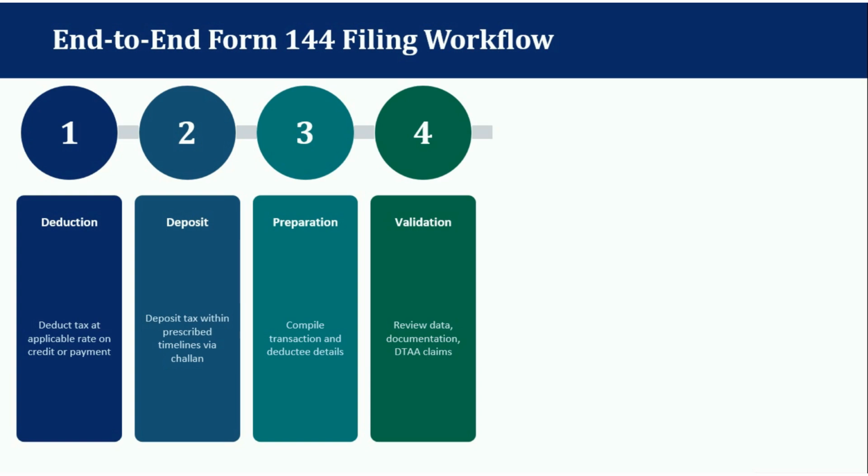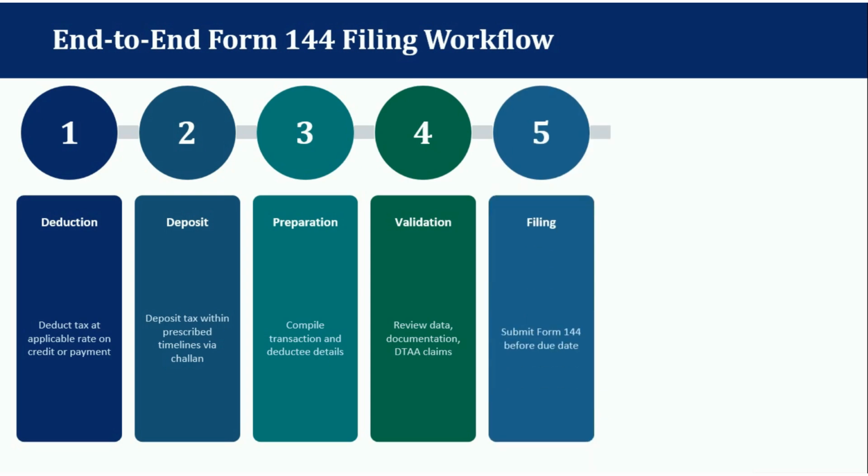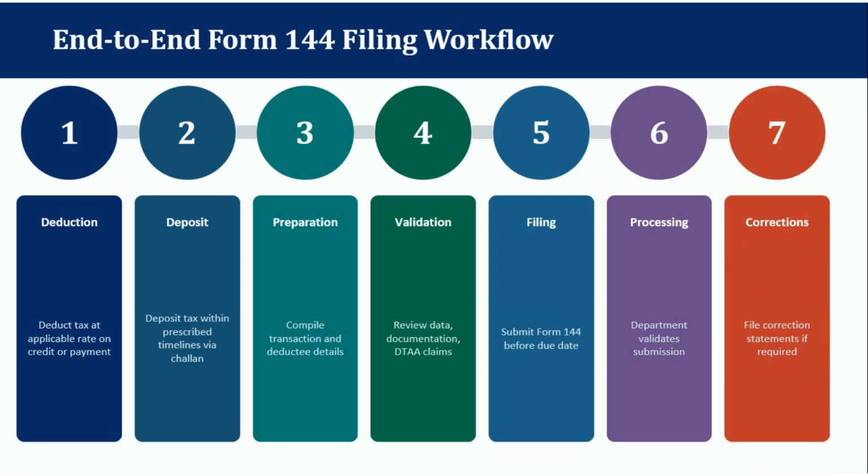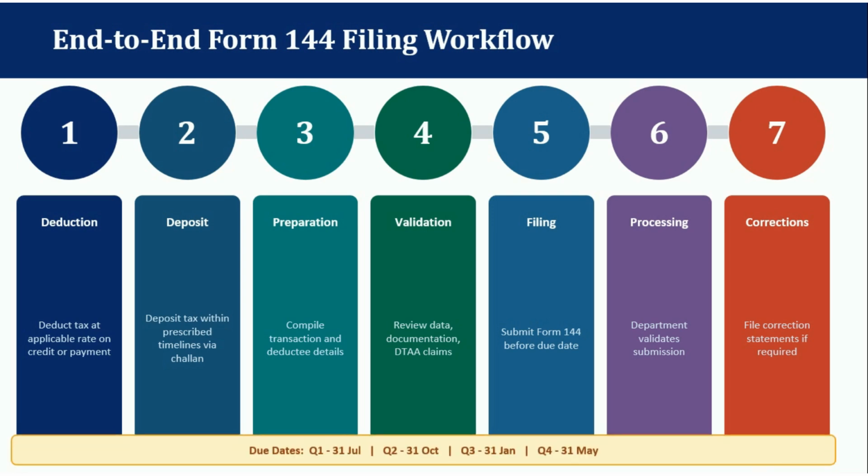Step 4 is validation, where all information is reviewed to ensure accuracy, completeness, and alignment with supporting documents, including any applicable DTAA claims. Step 5 is filing, where Form 144 is submitted to the tax authorities on or before the applicable due date. Step 6 is processing, during which the department validates and processes the submitted return through its compliance systems. Finally, Step 7 is corrections, where correction statements may be filed to rectify any errors or omissions identified after submission. It is also important to keep the quarterly filing deadlines in mind. Quarter 1 returns are due by July 31st, Quarter 2 by October 31st, Quarter 3 by January 31st, and Quarter 4 by May 31st. Together, these 7 stages ensure a complete and compliant Form 144 reporting life cycle.